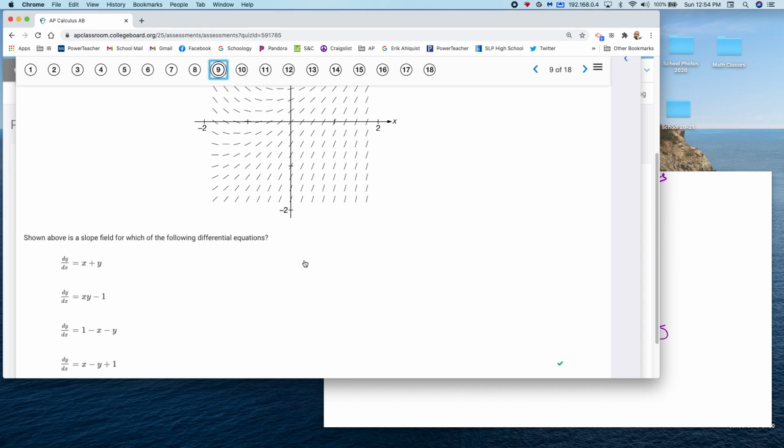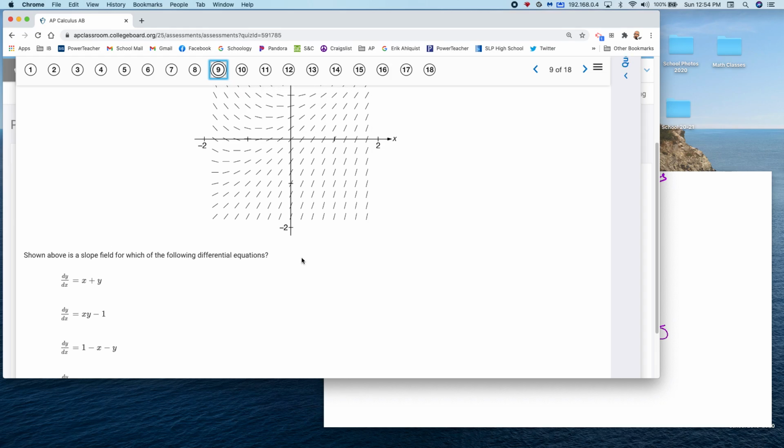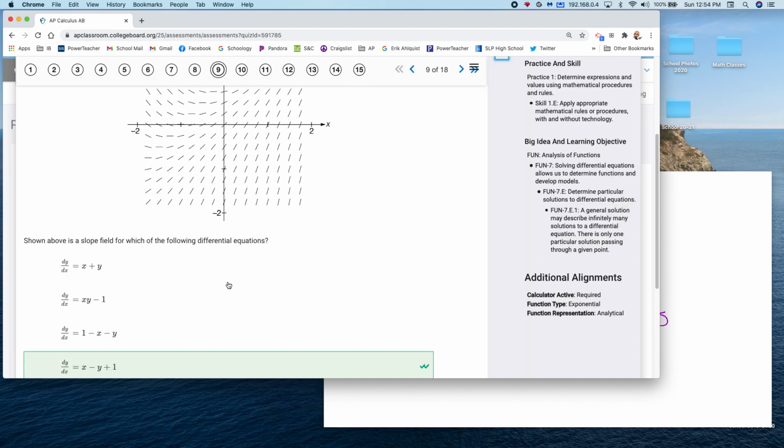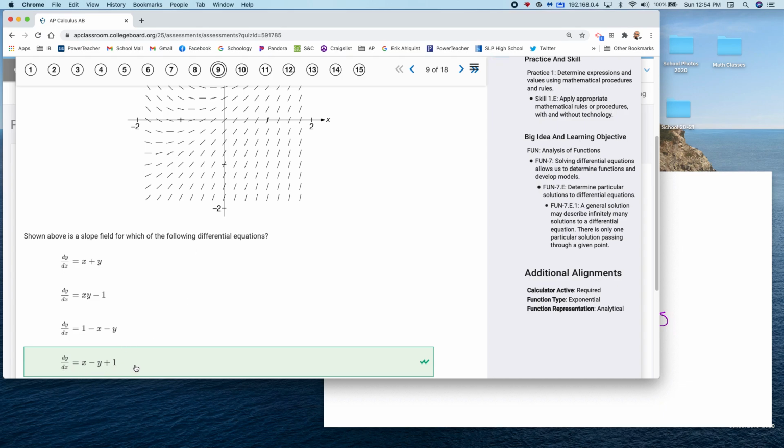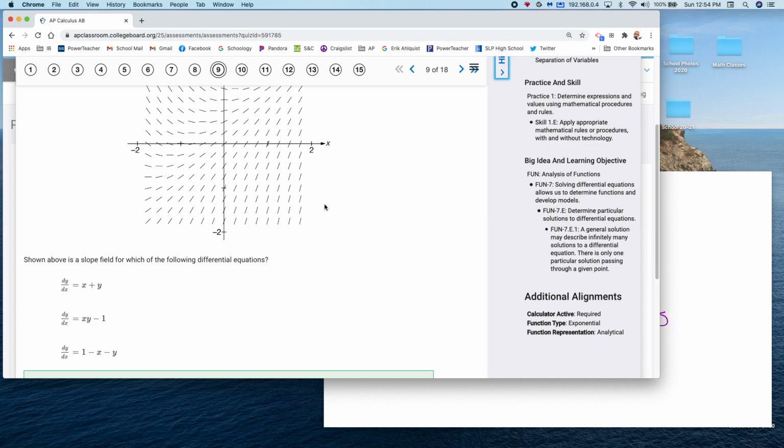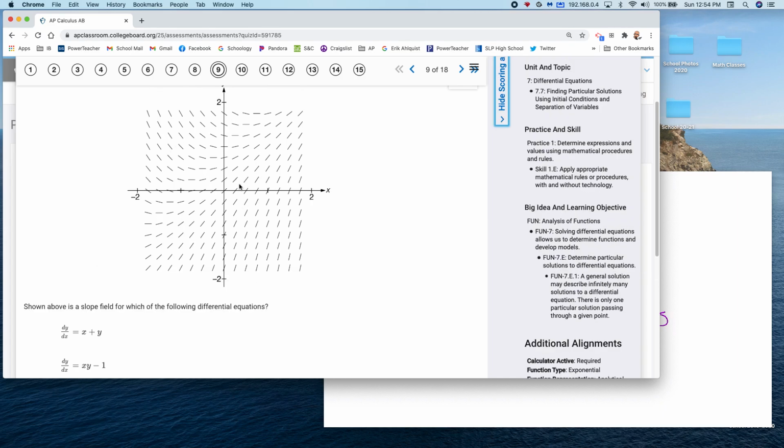You might also look at this point right here, which looks like (-1, 0). So if x is equal to -1 and y is equal to 0, we need to get 0 for a slope. Well, if you look at it, that will work with this one and might not work with some of the other ones. So you just have to look at these, and hopefully you did some practice on Delta Math.